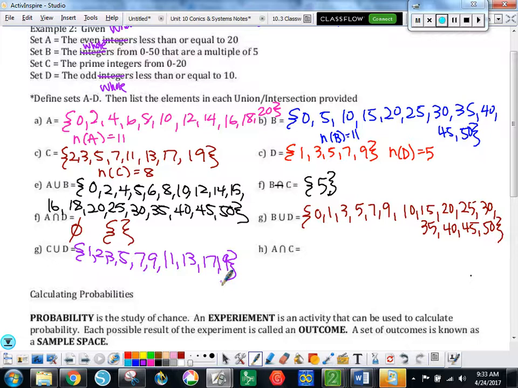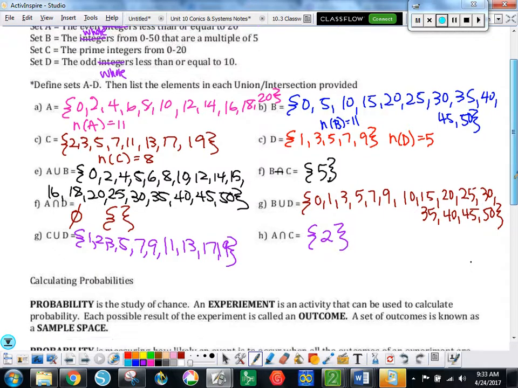No. How about H? This one means the and, right? A little H through that, and. It means it has to be in both groups. So if you're looking at A and C, what numbers are in both groups? 2. Anything else? No, that's it. 2 is the only even number that is also prime. Every other even number doesn't work. 2 is even and prime.